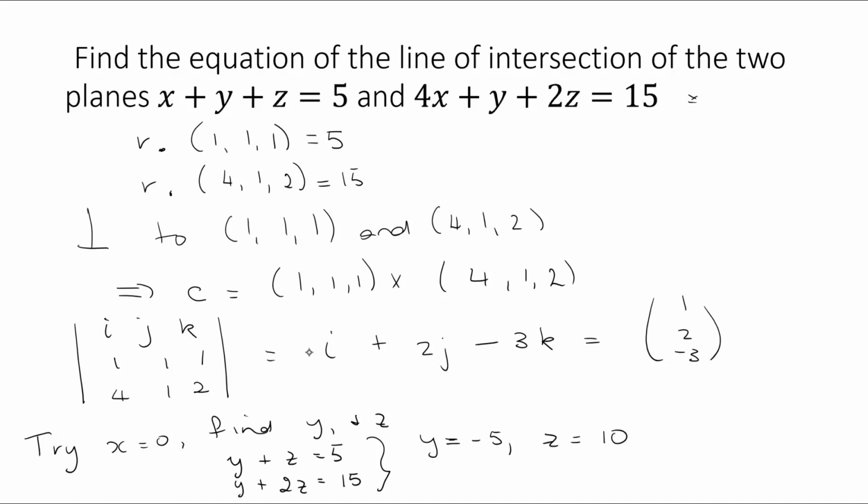So now we've got a point. Remember that we said that x was just a value. So x is 0, -5 is y, and z is 10. That's a point lying on both planes. I'm going to run out of space. Lying on both planes. And you can check that by substituting into the original two equations.